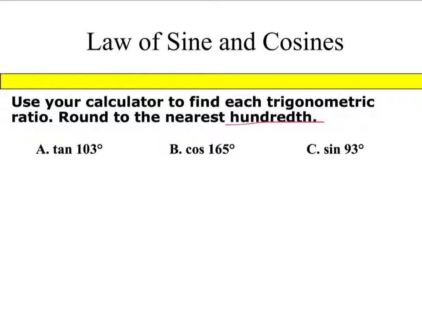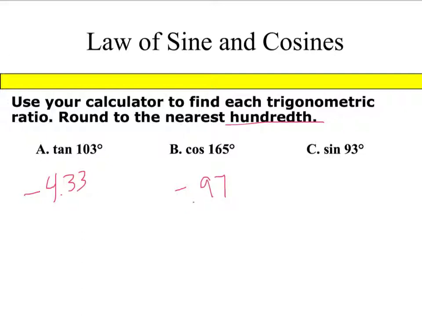All right, so this very first one, do not be afraid if it turns out negative. The tangent of 103 to the nearest hundredth is a negative 4.33. All I did on my calculator was type in tan, my tangent button, type in 103, and I get negative 4.33. Next, cosine. Type in cosine, 165. Your answer is a negative 0.97.